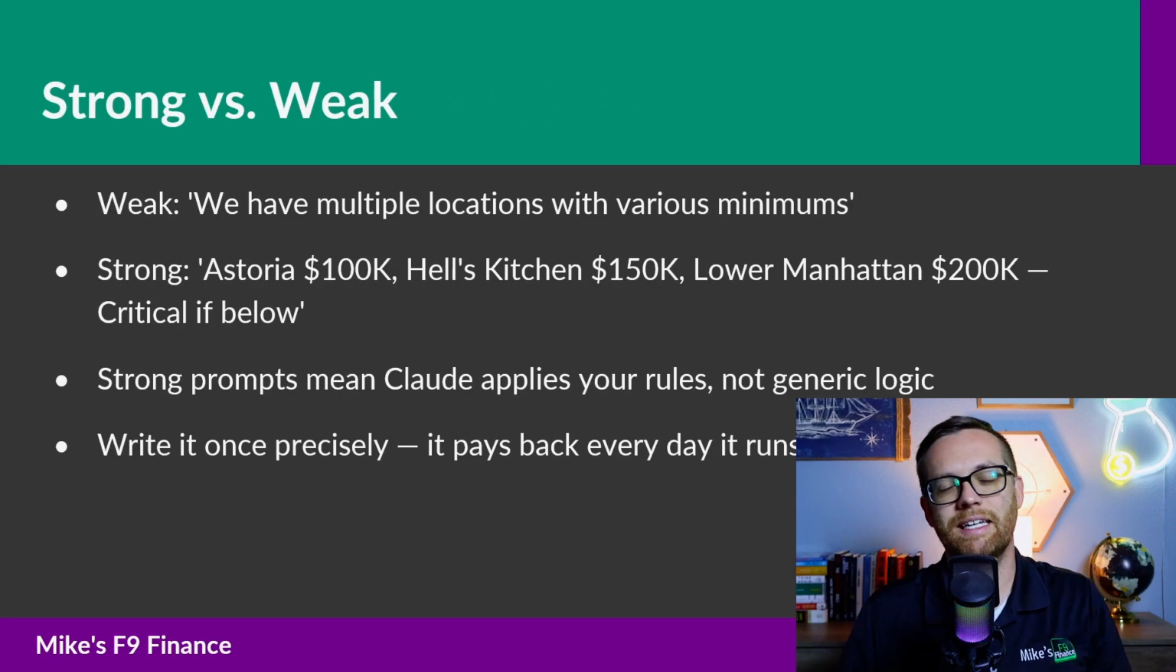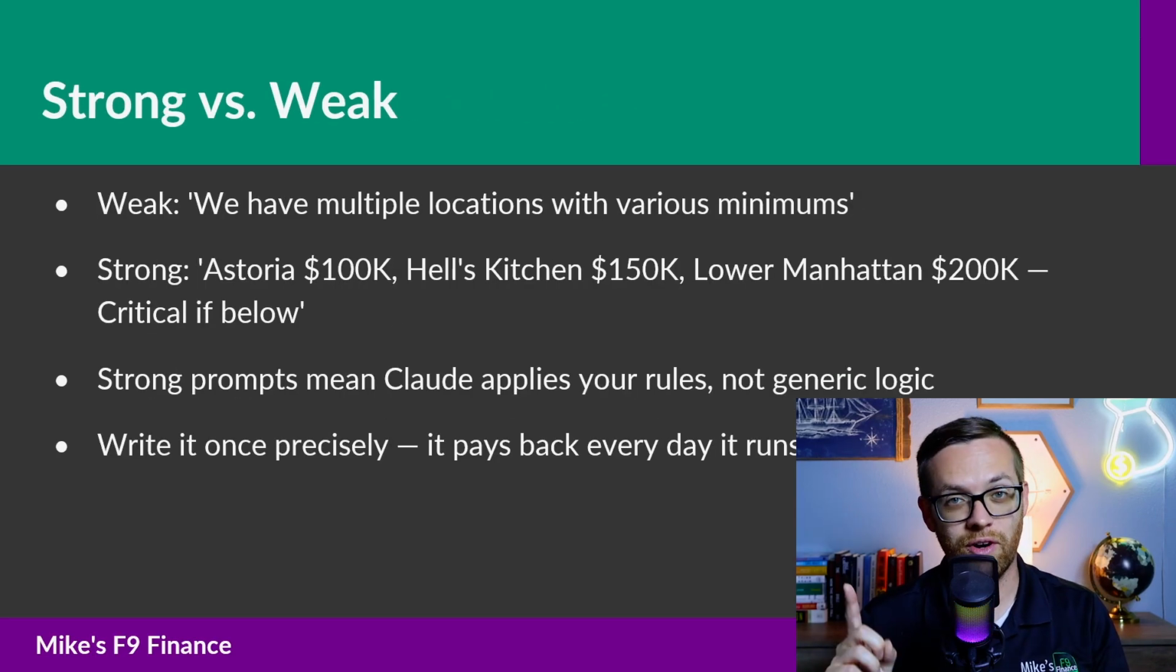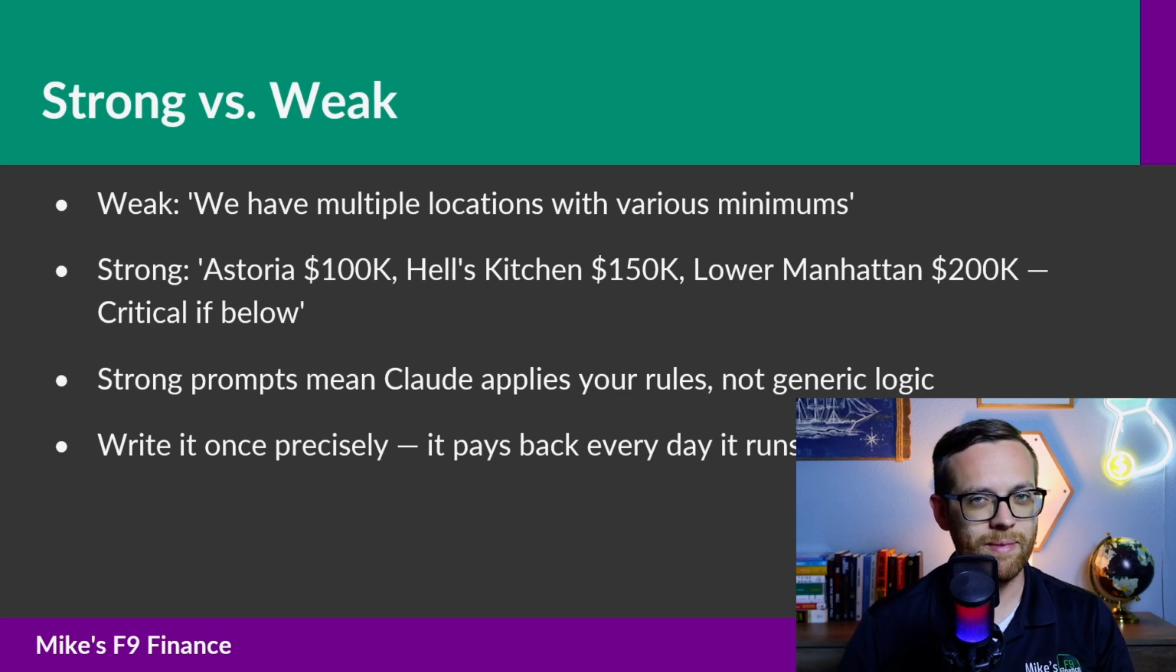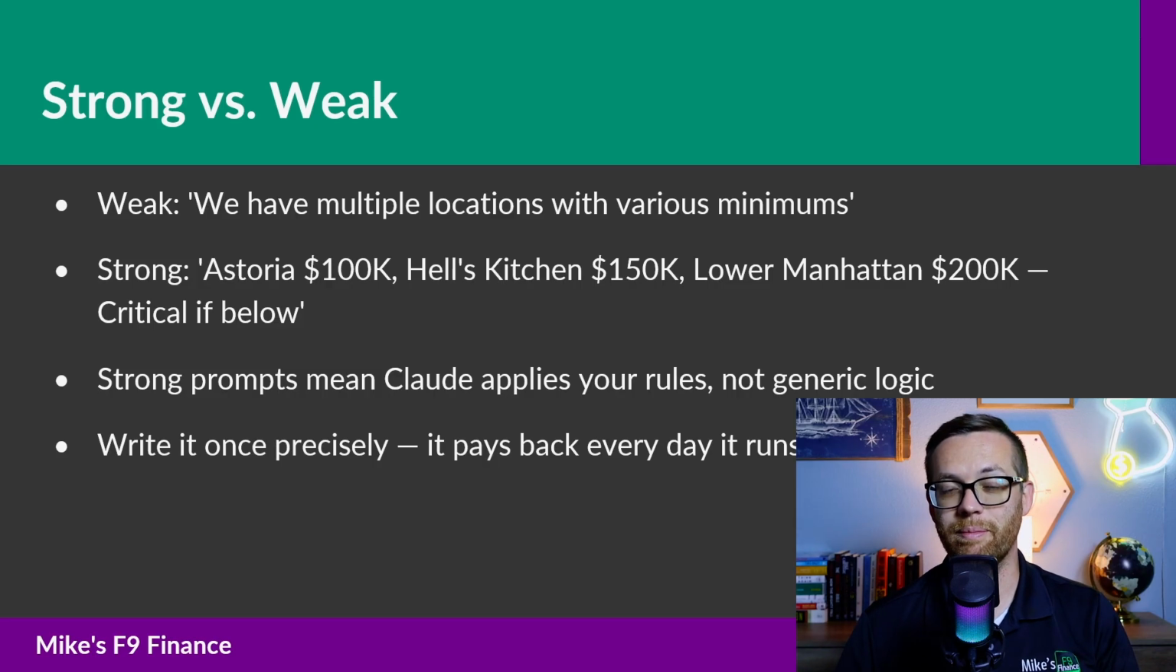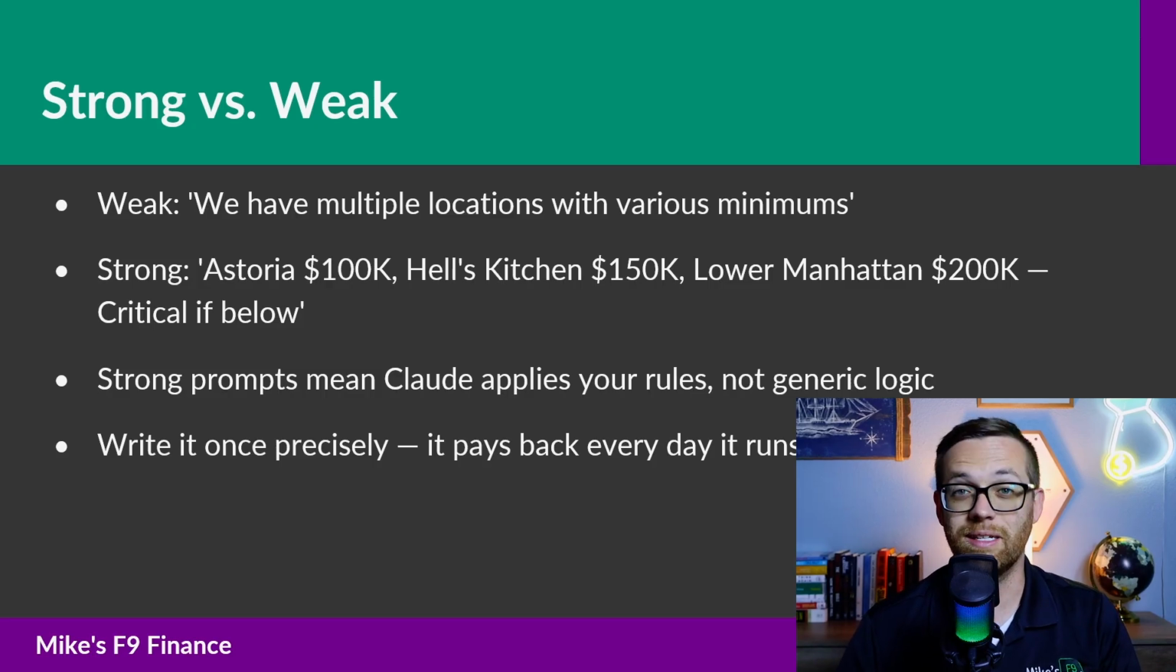Once you write it, test it. Ask 3 questions. First, does the response reflect your entity structure? Claude should mention the 3 locations and the 4 account types without you re-explaining. Second, does it apply the right thresholds? If you ask about Hell's Kitchen, it should know the minimum is $150,000. Third, does it write in the right tone? Is it business level professional? Is it flagging exceptions? If any of those misses, go back and fix the system prompt.